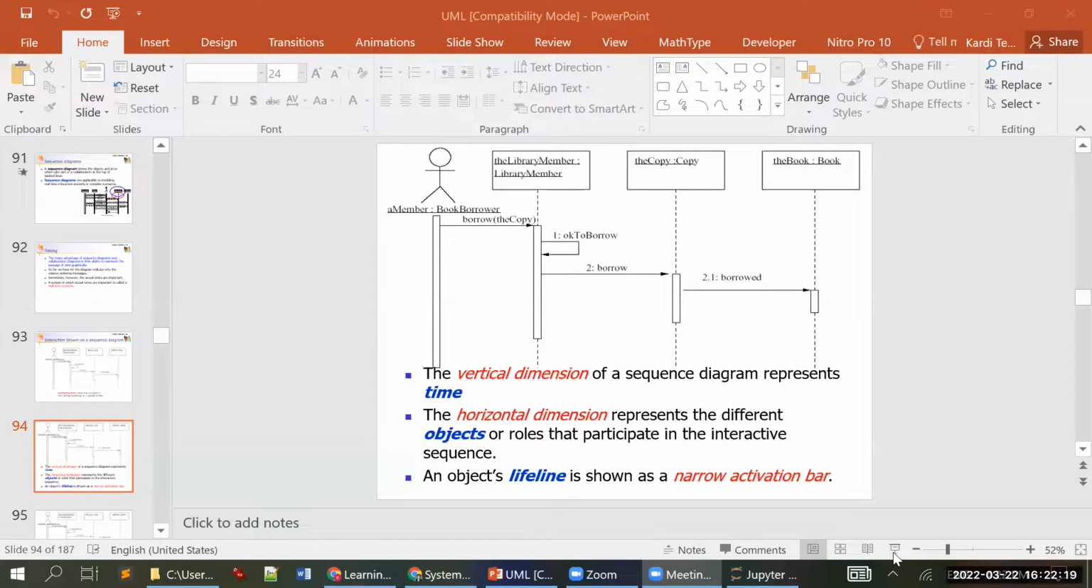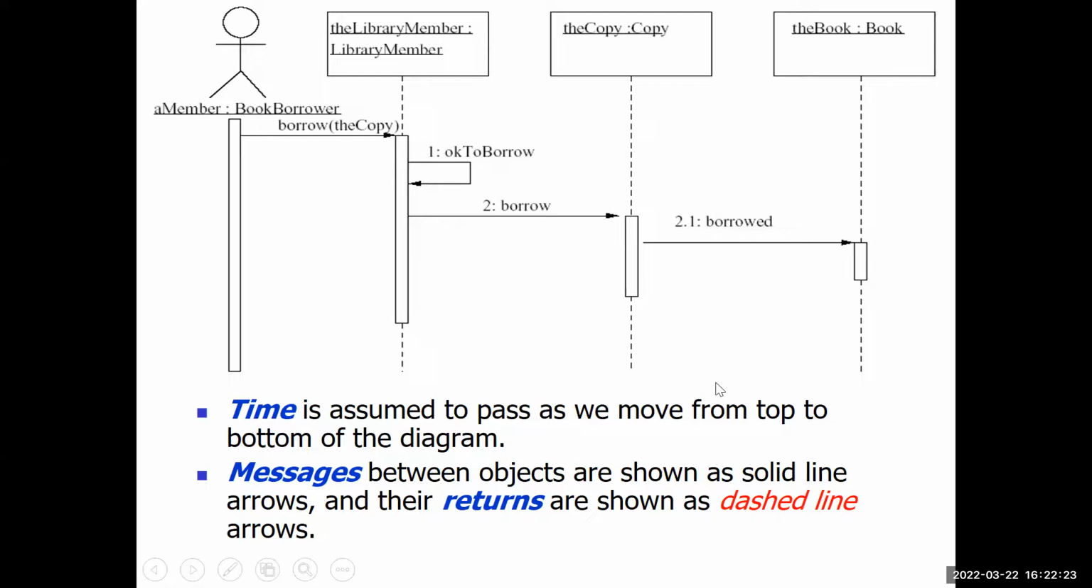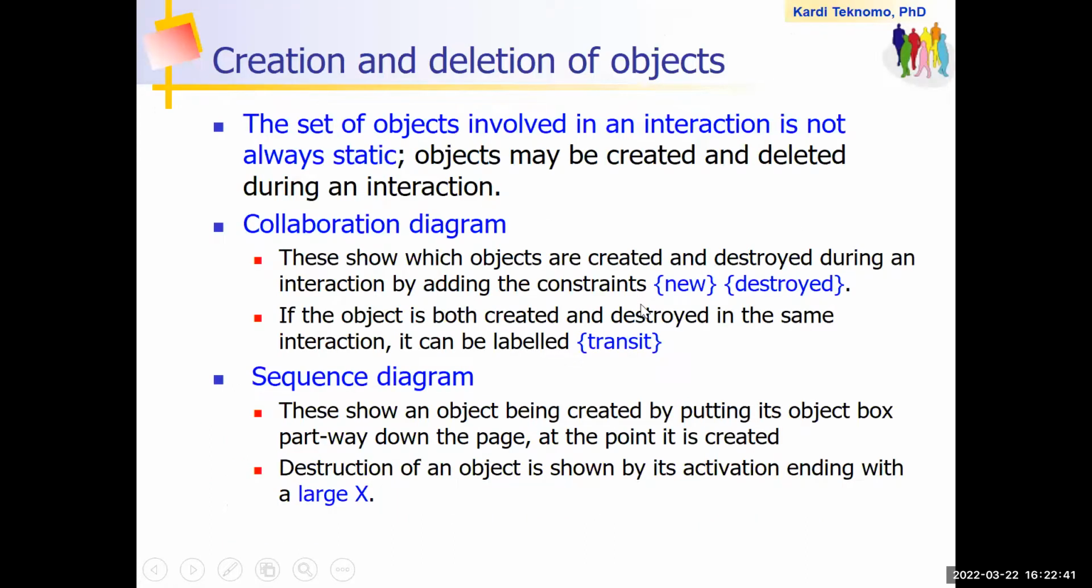Okay, so next. Come back. The line here, this represents the message. The arrow is the message between objects or between the roles. And then you can also put the return value using a dashed line.